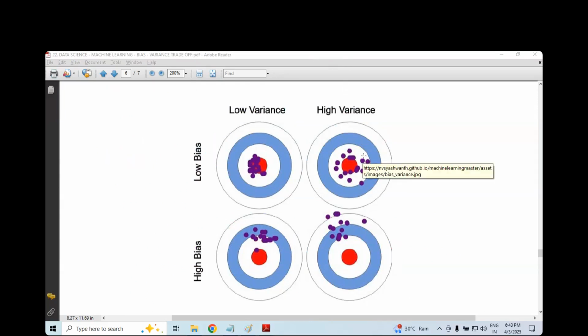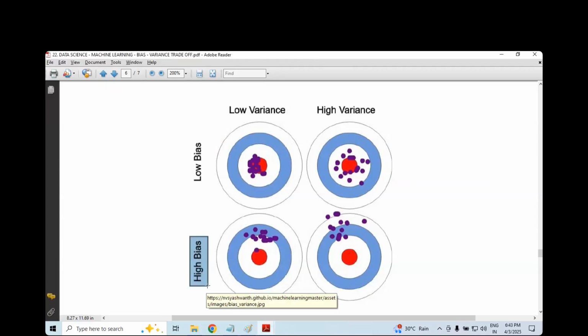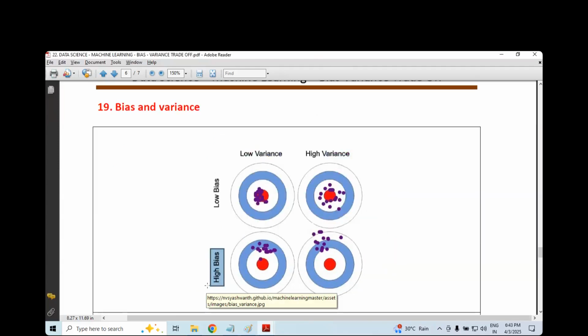But let me tell you one small point. If bias is reducing, variance will increase. If variance is reducing, bias will increase. That relation it is having. The difference between bias and variance I can talk more about later. And if bias is increasing, variance will reduce. If variance is increasing, what exactly happens? That kind of relationship it is having.